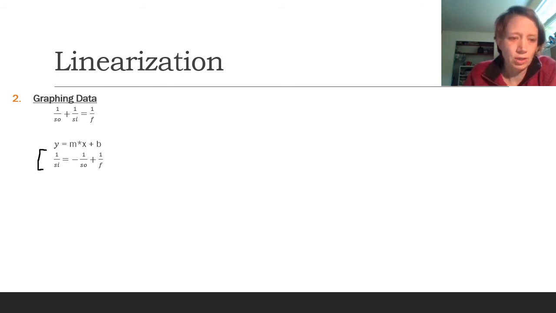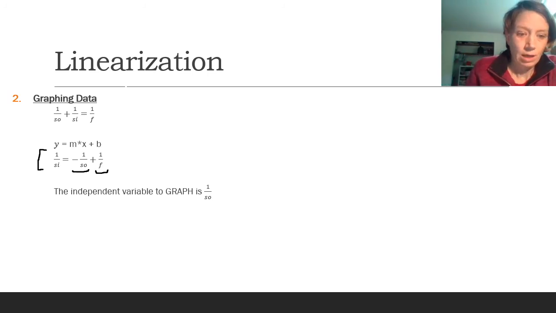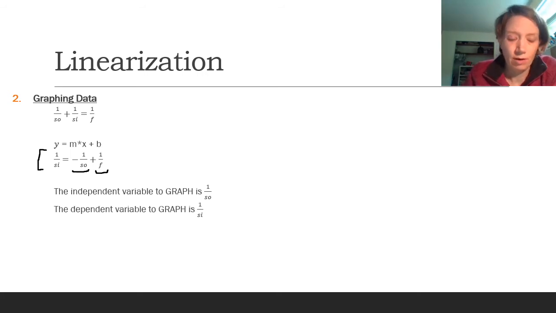And then I've got two chunks on the right. I've got the negative 1 over SO, which is essentially my m times x piece. The m is going to be the negative 1, and the x is going to be the 1 over SO. And then I have this b piece, which is 1 over f. So I've rearranged it so that my y dependent value is something different than just plain old SI. It's actually going to be 1 over SI. So the independent variable that I'm going to be graphing is not just plain old SO, it's actually 1 over SO. The dependent variable I'm going to be graphing is not plain SI, it's 1 over SI.